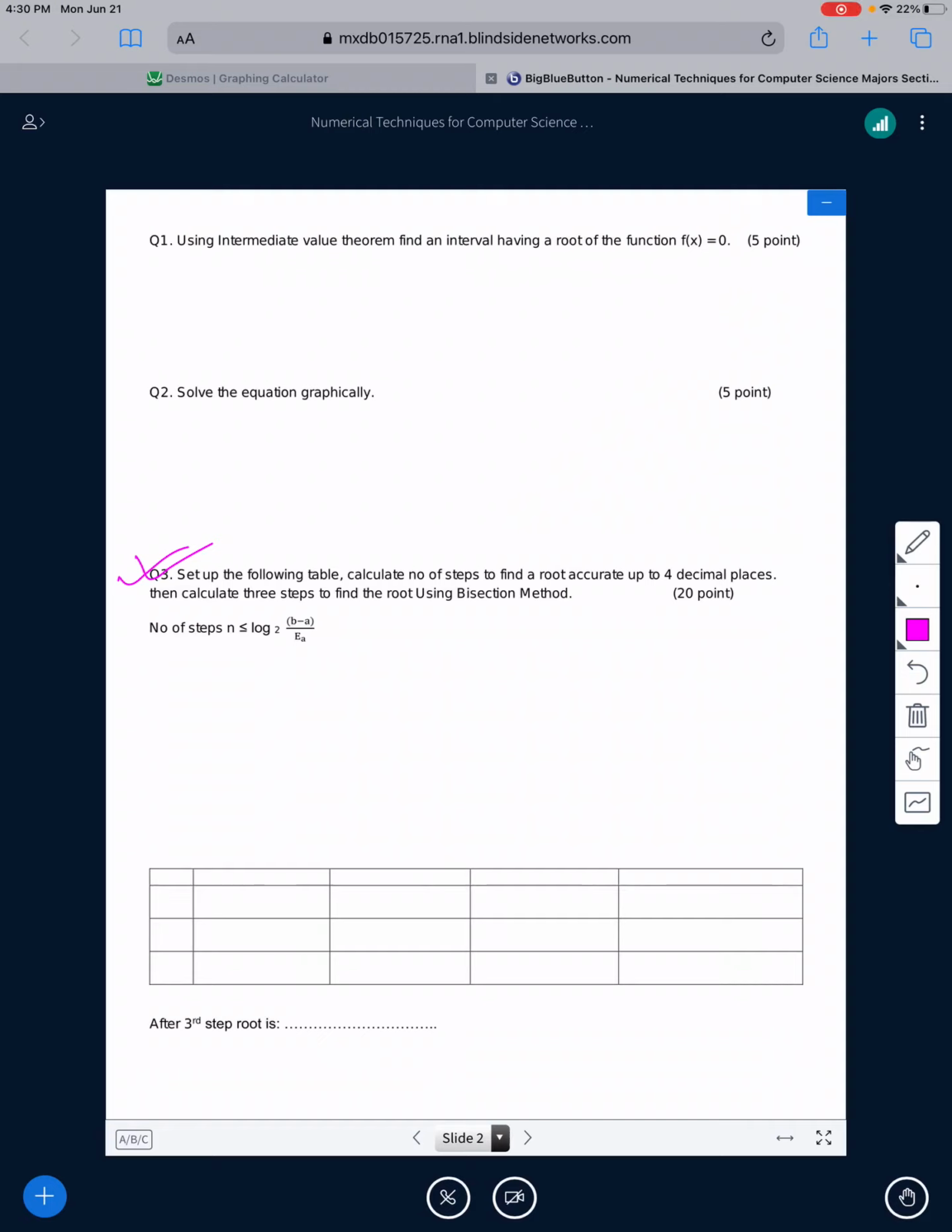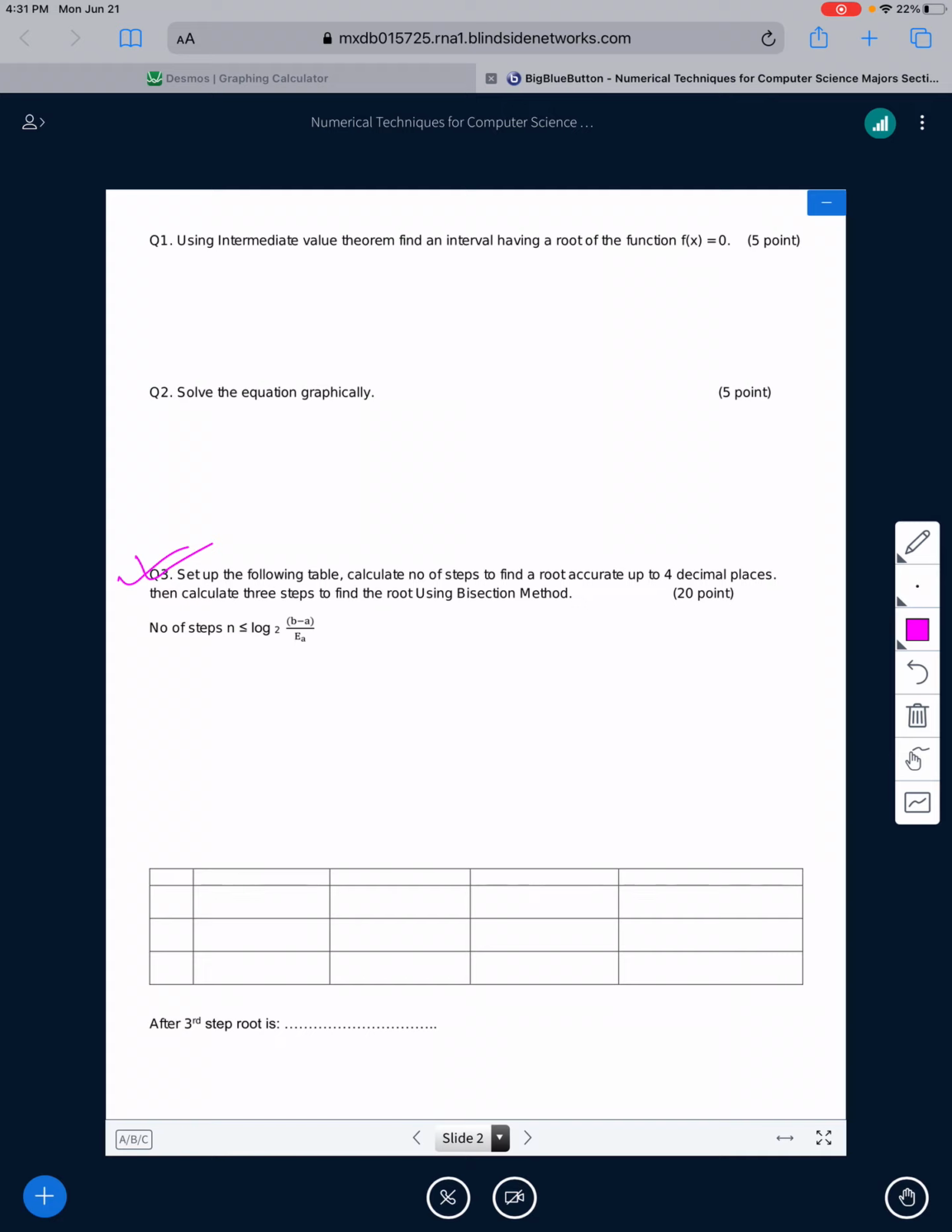Okay, so right now we are going to work on problem number 3, which is the bisection method. The first thing it is asking us is to set up the following table. Calculate the number of steps to find a root accurate up to 4 decimal places, and then calculate the steps to find the root using the bisection method.